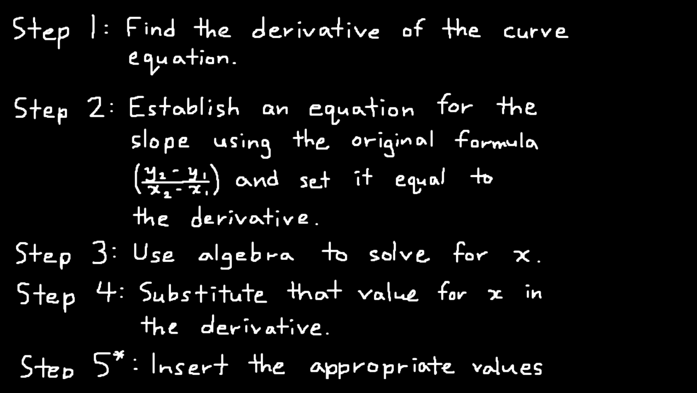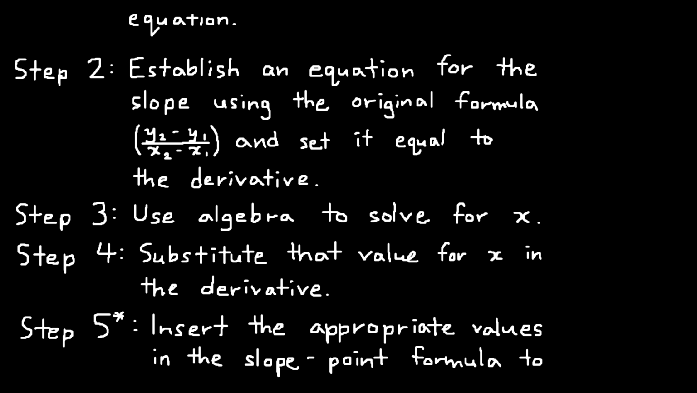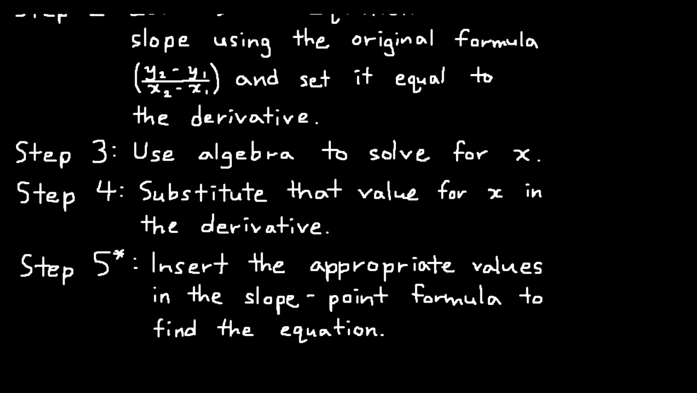So here I listed the steps to approach this type of question. Step 1, find the derivative of the curve equation. Step 2, establish an equation for the slope using the original formula and set it equal to the derivative. Step 3, use algebra to solve for x. Step 4, substitute that value for x in the derivative. Step 5, if the question asks for the equation, insert the appropriate values in the slope point formula, then find the equation.